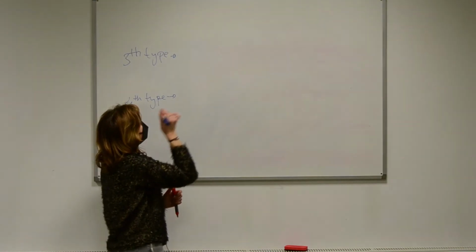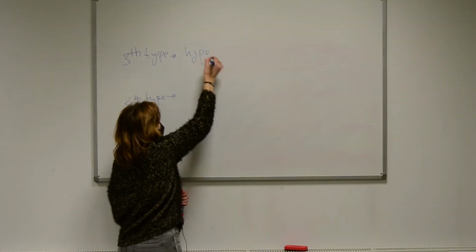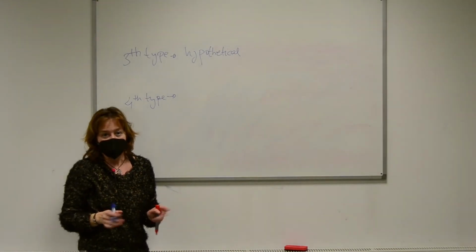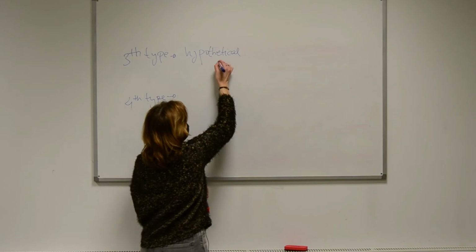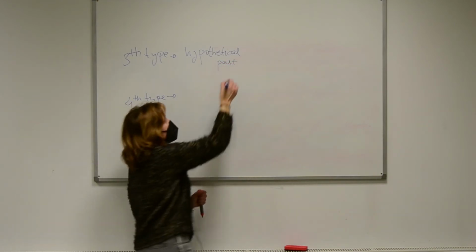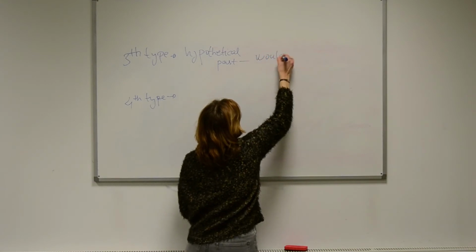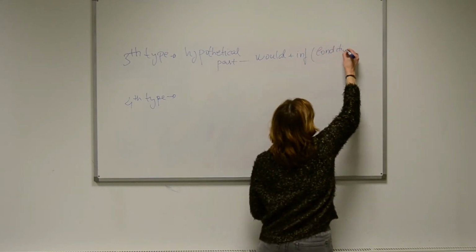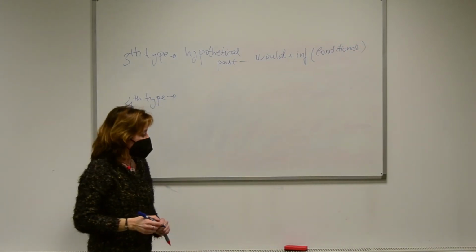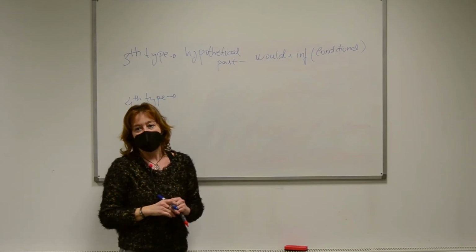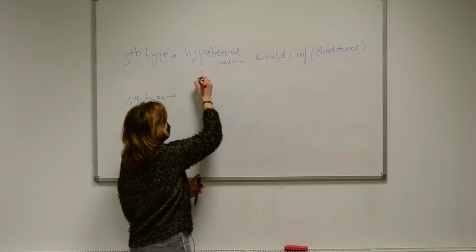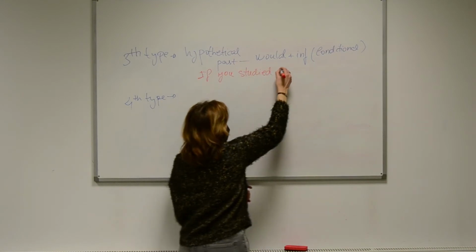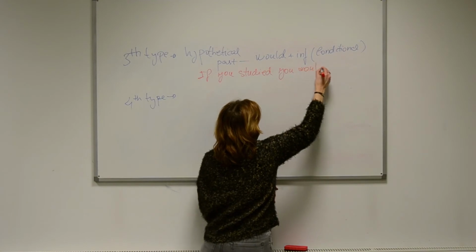The third type of conditional sentence is the hypothetical conditional sentence. Hypothetical. It means that it may happen or not. The common tenses are past in the if clause and conditional in the main clause. This is called conditional. Past in the if clause and conditional. Conditional is would plus infinitive in the second clause. For example, the same sentence, if you studied, you would pass.